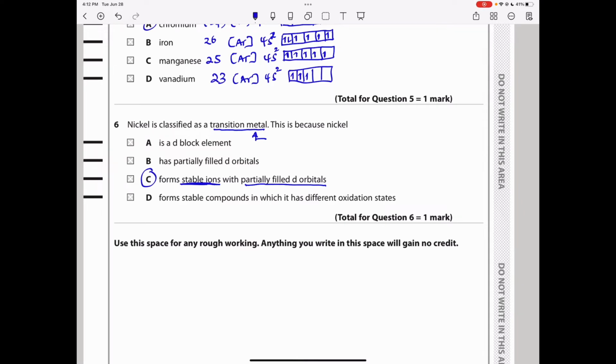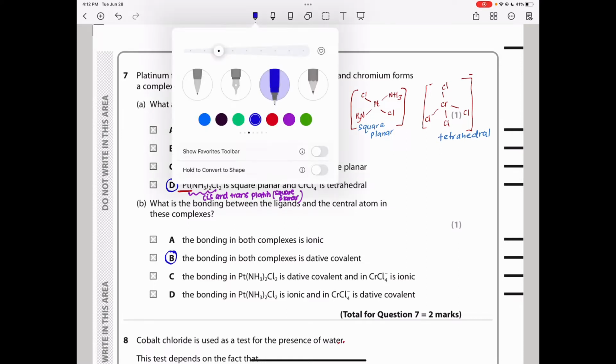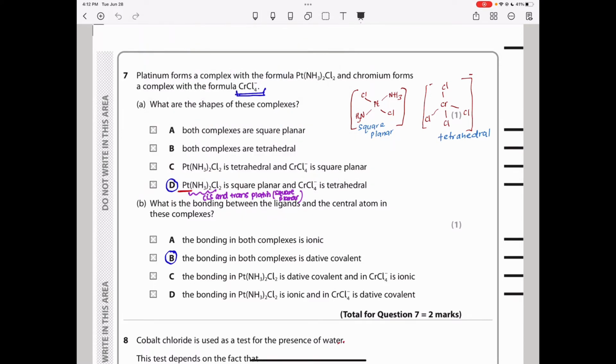Let's go to question 7. Question 7 says, platinum forms a complex with the formula Pt(NH3)2Cl2, and chromium forms a complex with this. They ask, what are the shapes of these complexes? So the key thing we need to know here is that any complex you see containing chloride, at least for your level, has only 4 ligands. And in this case, chromium is going to be tetrahedral.